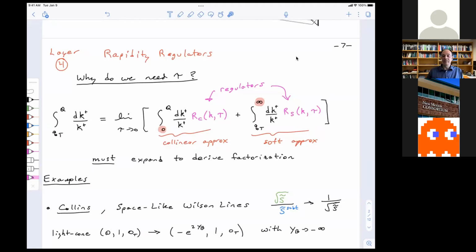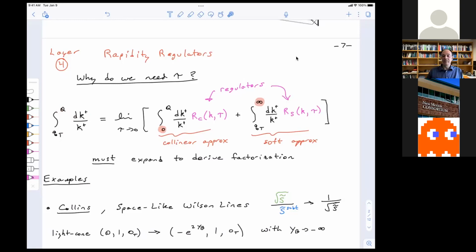Well, k plus has different sizes if it's in a collinear region where it's large, of order Q, or in a soft region, small, of order q_T. Well, if you're going to calculate k plus of order Q, you would expand in q_T going to 0. So the lower limit in the collinear approximation gets replaced by 0, and now the integral diverges as k plus goes to 0, a light cone singularity or rapidity singularity.